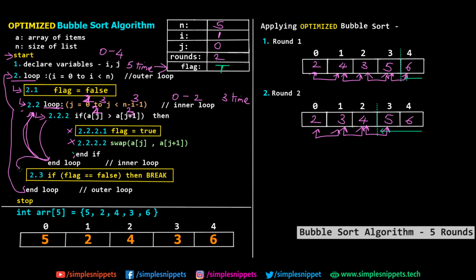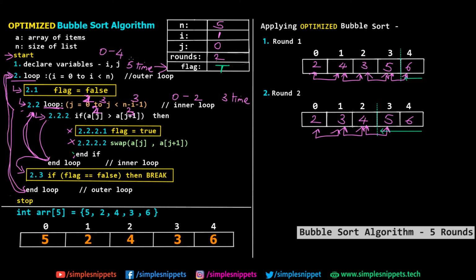When we come outside the inner loop, we are at step 2.3. So again we are checking if flag equals false. We know that the flag has become true right now, so nothing will happen. We will not break out of this algorithm. Remember, this step is where we are checking whether the flag variable has become false or stayed false. If it is false, then we have to completely break this algorithm. It is still not broken.